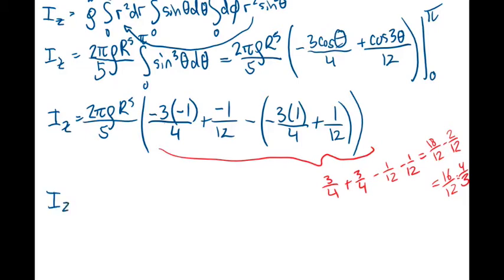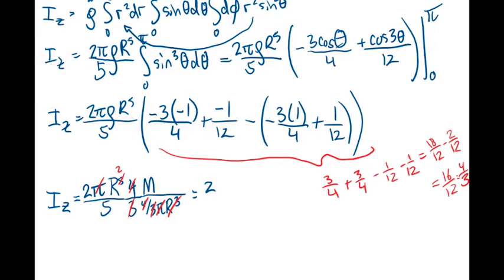So the moment of inertia is 2 pi r to the 5th over 5 times 4/3 times rho, the density, which is equal to m over 4/3 pi r cubed. Canceling, we have that the moment of inertia about z is 2/5 mr squared, which you might remember from looking at a table of moments of inertia freshman year.